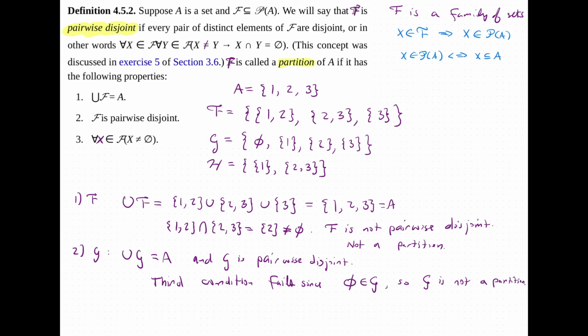And finally, we come to H. With H, we do get that this is going to be a partition. Once more, we see the union of H is in fact A. We only have two sets in H, but if we take their intersections, we have that this is empty. The set containing 1 intersected with the set containing 2 and 3 is equal to the empty set, so it is pairwise disjoint. And lastly, we do have that the empty set is not an element of H, so H is a partition.